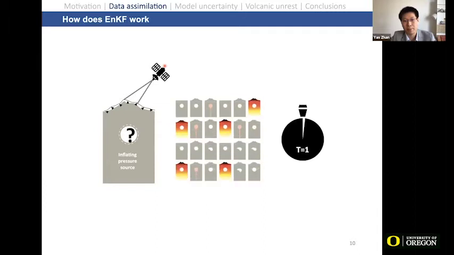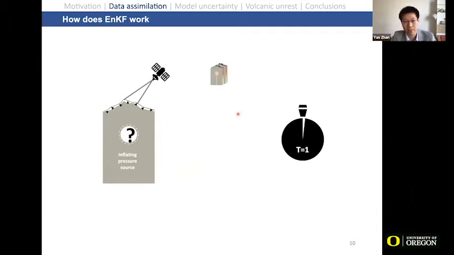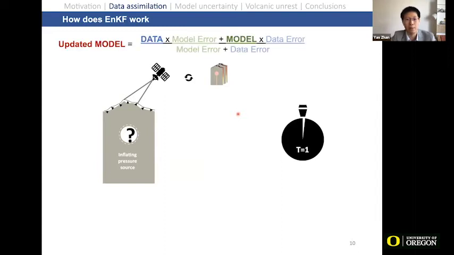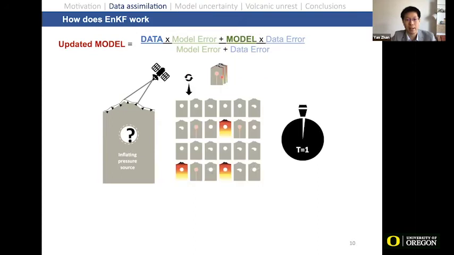So instead of building one model, we build tons of models. They act like an ensemble and we compare that with the data to get an updated model. This updated model depends on the data and the model, and also considers the uncertainty in the data and the model as well. Using that, we can get an updated model space. Basically this space will have a better estimation than our initial guess.